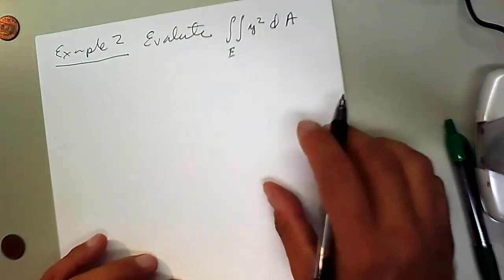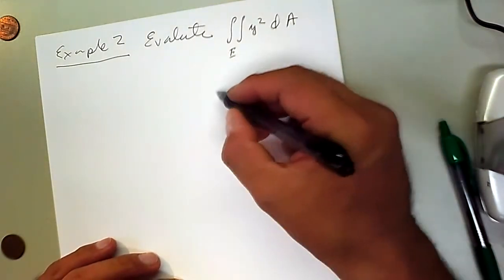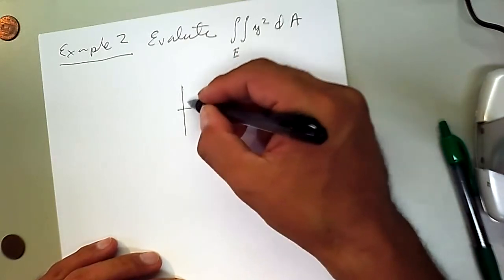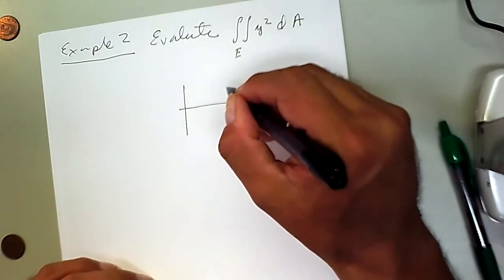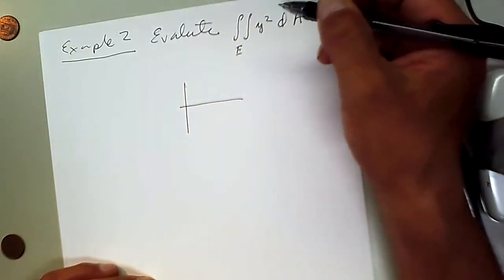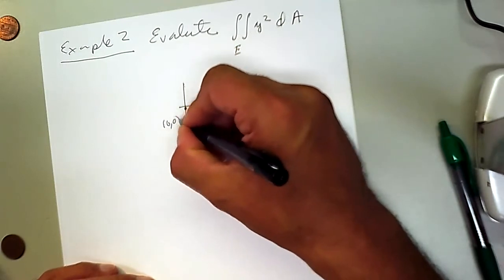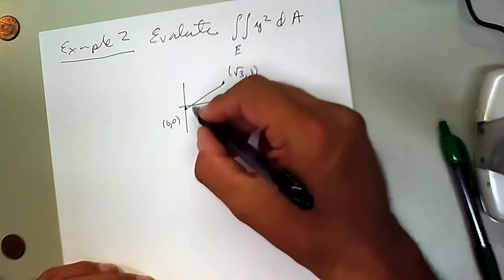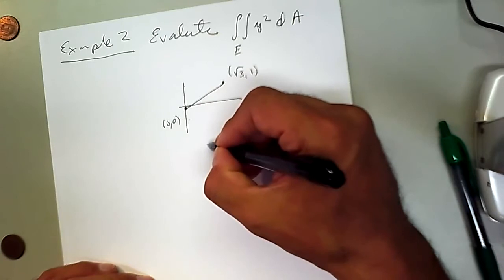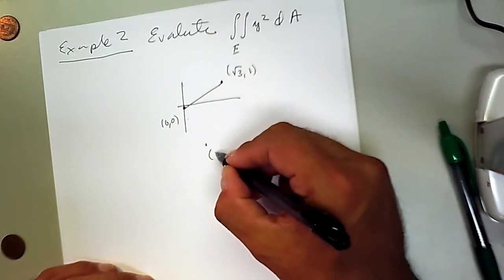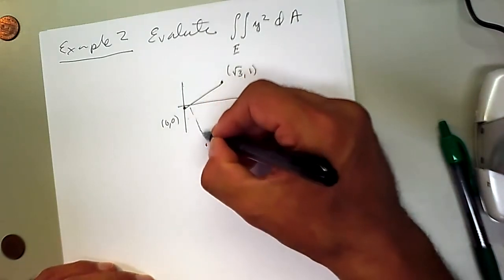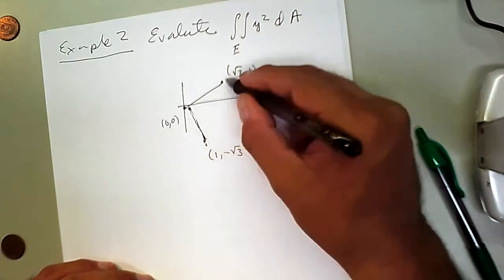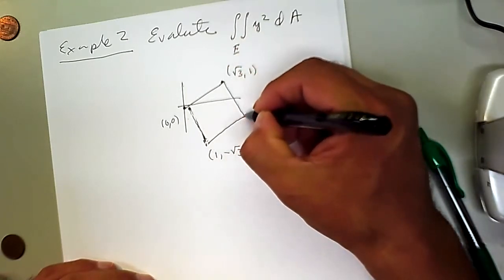And I'm going to describe with a picture what E is. So E is going to be a flat figure with straight sides. One vertex is going to be 0, 0. Another vertex is going to be out here, and it will be square root of 3, 1. And then another one down here at 1, comma, negative square root of 3. And this has to close into a square. It actually turns out to be a square. So this vertex here is going to be the sum of those two.